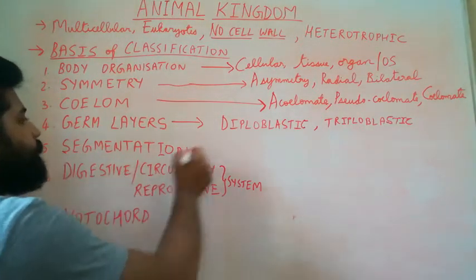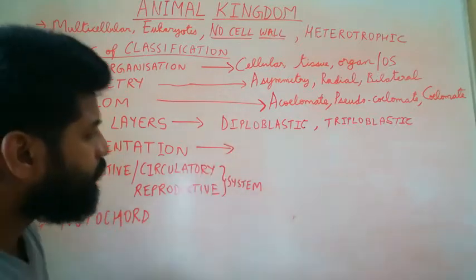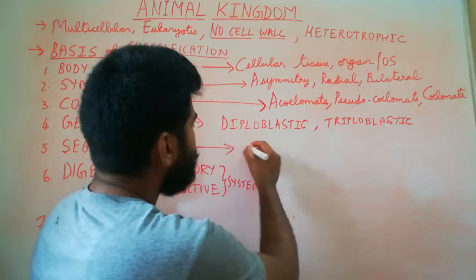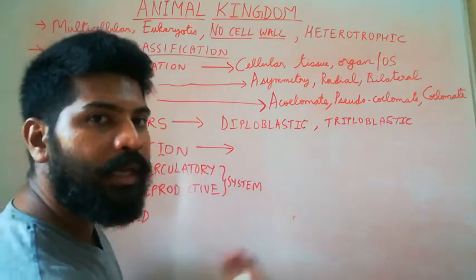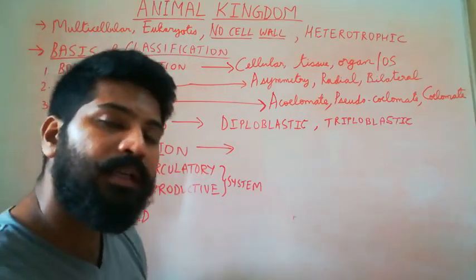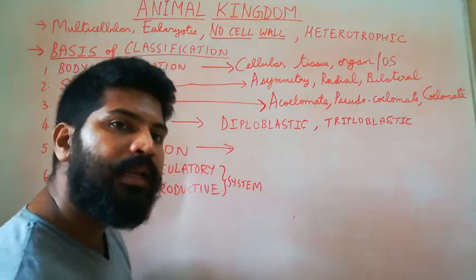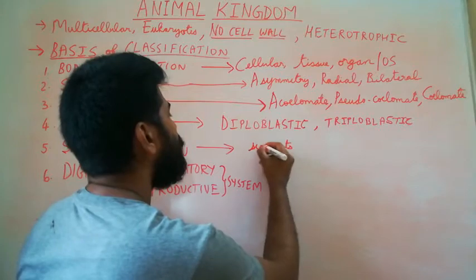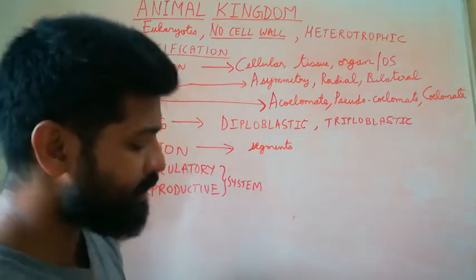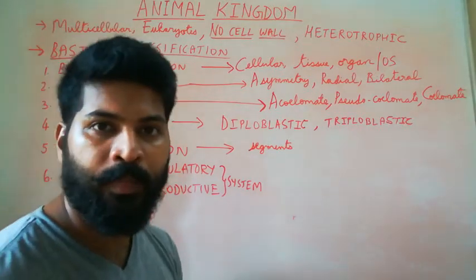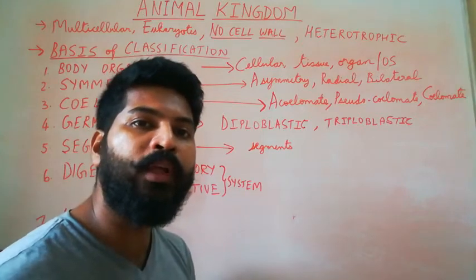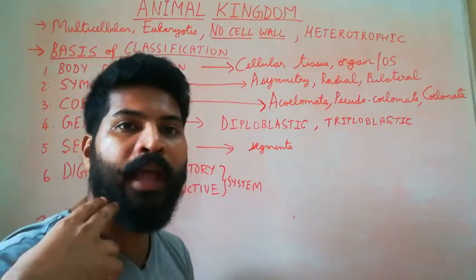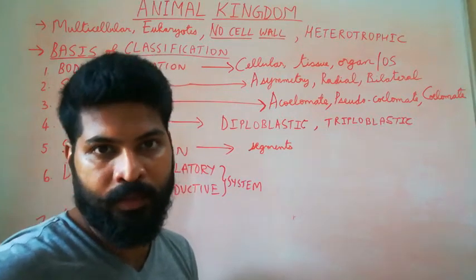Moving on, in certain animals we can see body segmentation, that is, the body is externally and internally divided into segments or parts. For example, take a cockroach. We can divide the body of the cockroach into three segments: the head, the thorax and the abdomen.